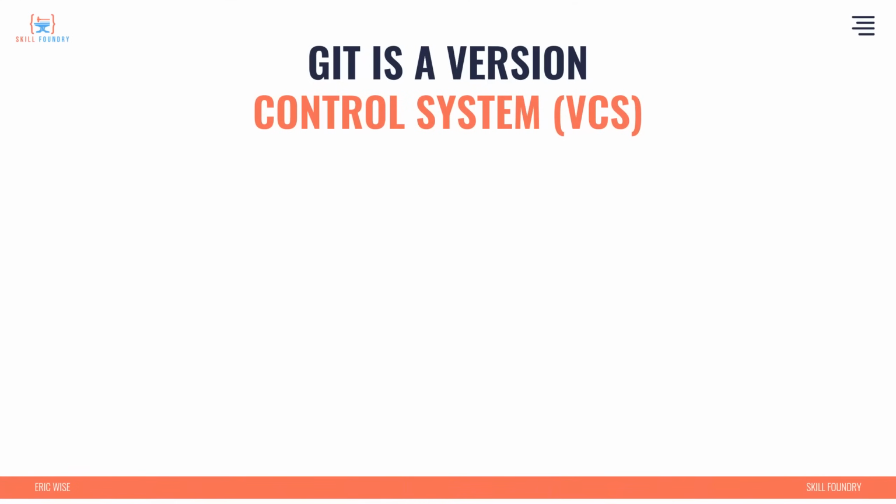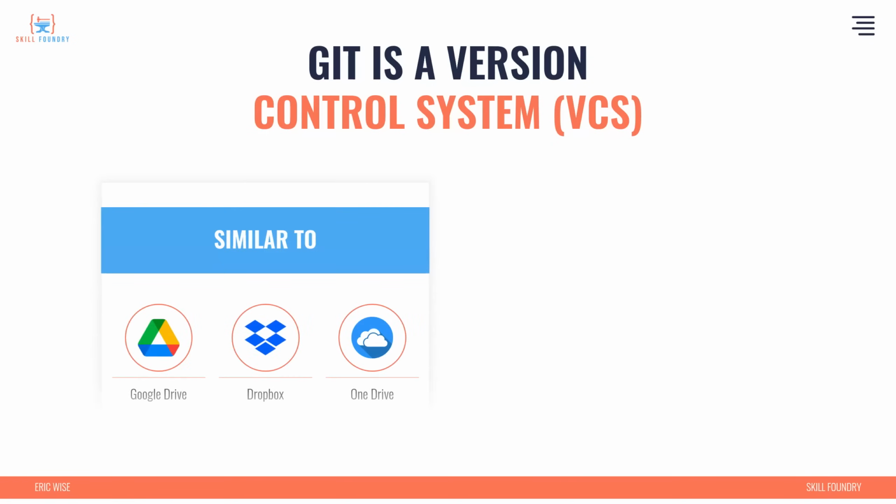Now, Git is a version control system, or VCS. Now, that's just a word for a program that manages versioning. And Git is really similar to other version tools that you might be familiar with, like Google Drive or Dropbox or OneDrive. So if you install these tools, you can have folders on your computer. And as you make changes to files in those folders, they get synced to the cloud, usually automatically.